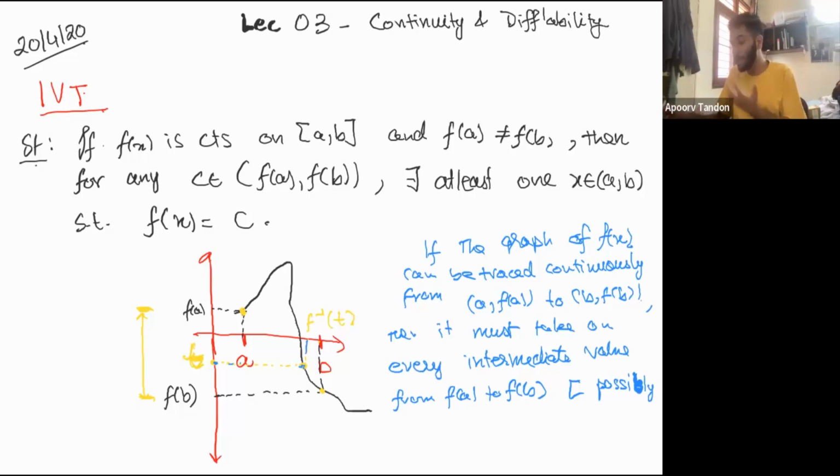So this is what it says: it takes on every intermediate value between f of a and f of b, possibly more than once. Or because we are talking about values which are intermediate to f of a and f of b, we call this theorem the intermediate value theorem. So this is the meaning of the intermediate value theorem.